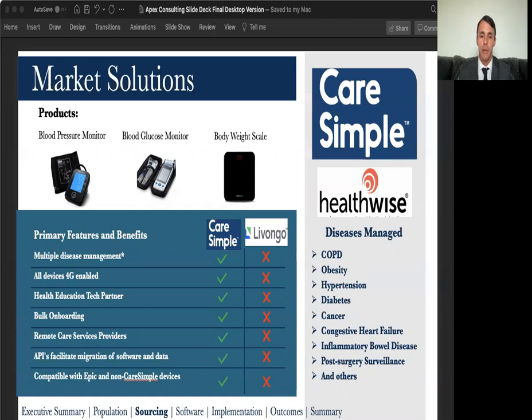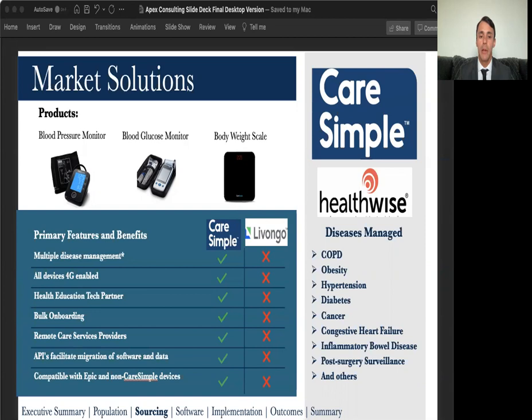4G enabled, CareSimple is also capable of servicing patients suffering from a wide variety of chronic diseases, such as COPD and congestive heart failure. Additionally, CareSimple is partnered with HealthWise, a health education tech firm specializing in helping patients understand their medical products as well as their ailments.